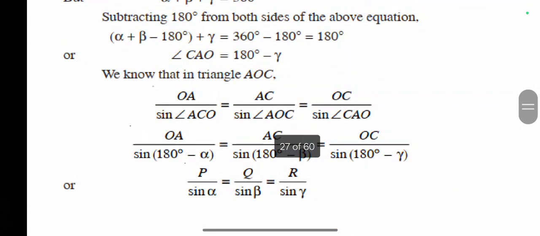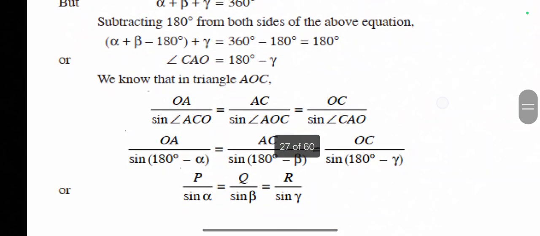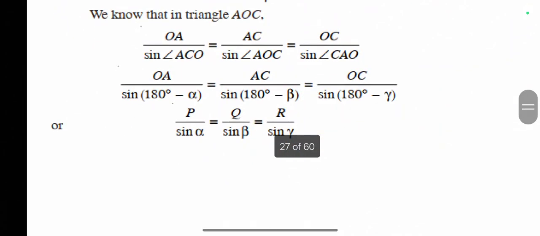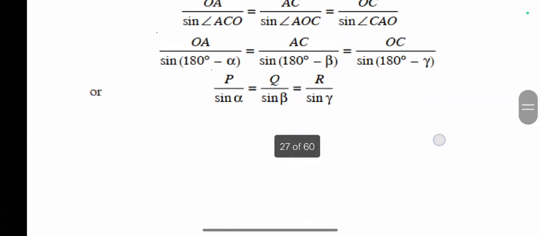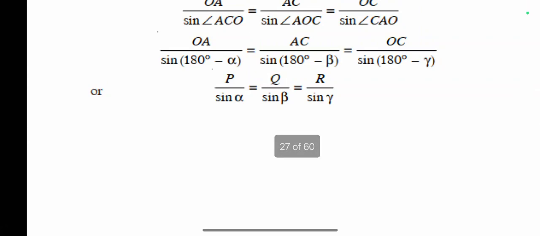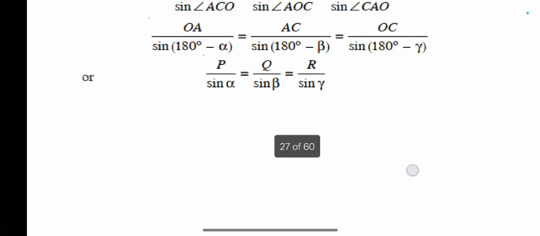So from the triangle, OA divided by sine angle ACO is equal to AC divided by sine angle AOC, which is again equal to the opposite side OC divided by sine angle CAO. Substituting the values, and since sine of 180 minus theta is sine theta, by using this formula, P by sine alpha is equal to Q by sine beta is equal to R by sine gamma, which is actually Lami's theorem. Let us solve one or two problems.